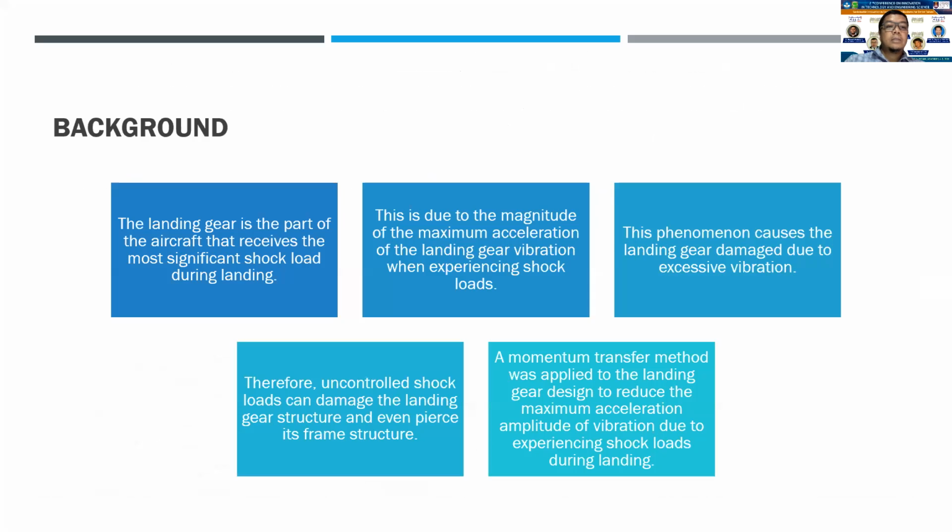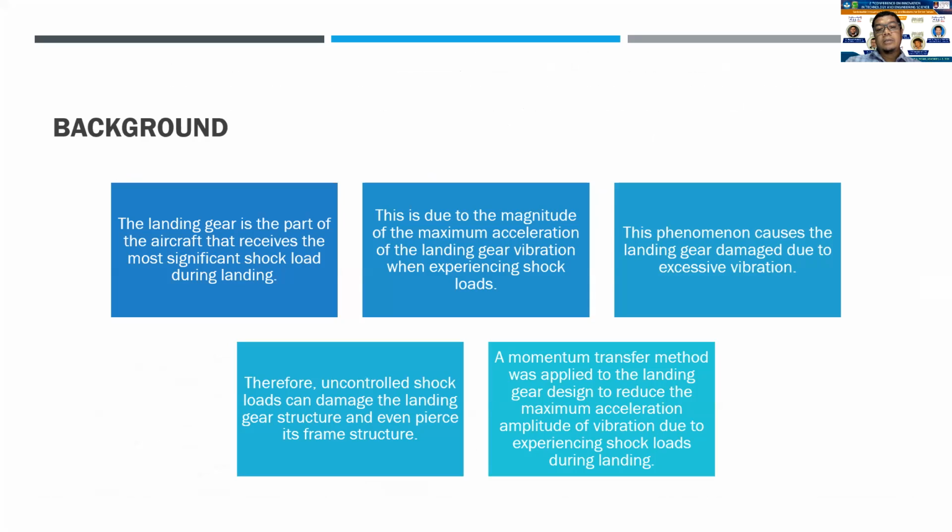The background of this research is that the landing gear is the part of the aircraft that receives the most significant shock load during landing. This is due to the magnitude of the maximum acceleration of the landing gear vibration when experiencing shock load. This phenomenon causes landing gear damage due to excessive vibration.